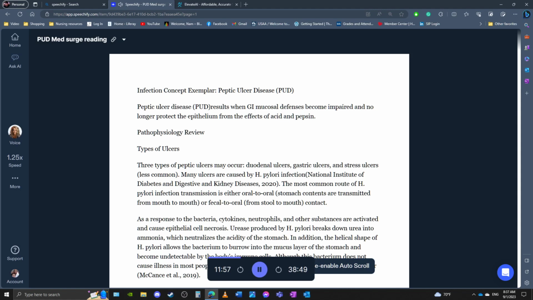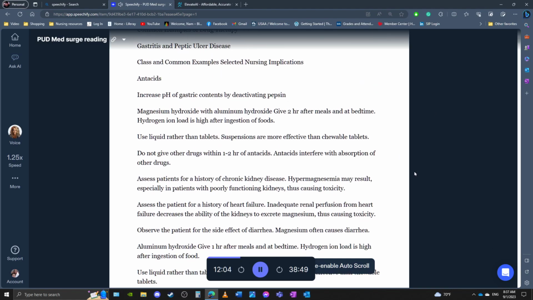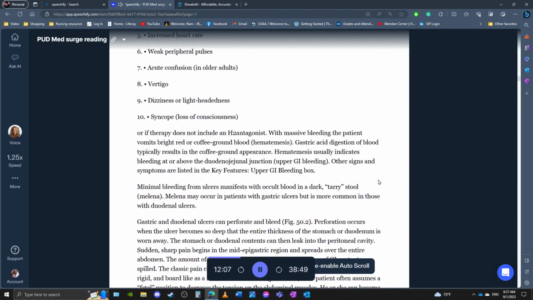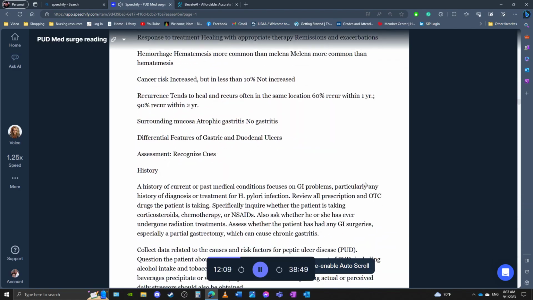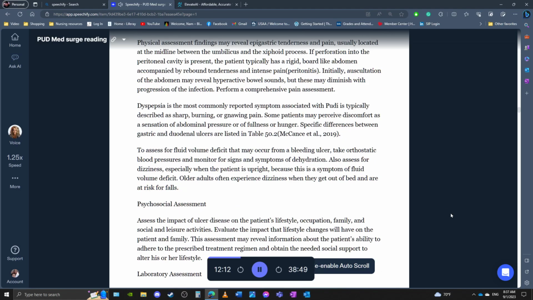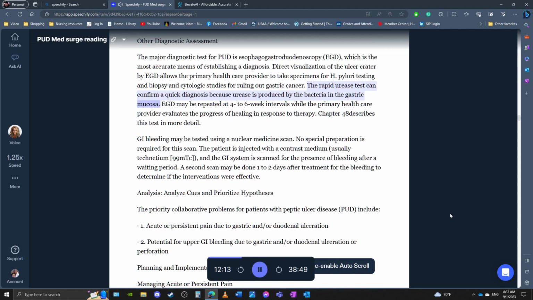Other diagnostic assessment. The major diagnostic test for PUD is esophagogastroduodenoscopy, which is the most accurate means of establishing a diagnosis. Direct visualization of the ulcer crater by EGD allows the primary healthcare provider to take specimens for H. pylori testing and biopsy and cytologic studies for ruling out gastric cancer. The rapid urease test can confirm a quick diagnosis because urease is produced by the bacteria in the gastric mucosa. EGD may be repeated at 4 to 6 week intervals while the primary healthcare provider evaluates the progress of healing in response to therapy. Chapter 48 describes this test in more detail.